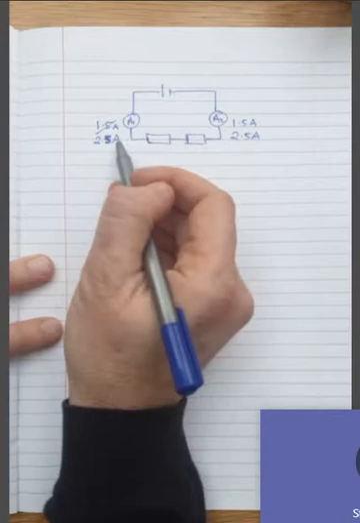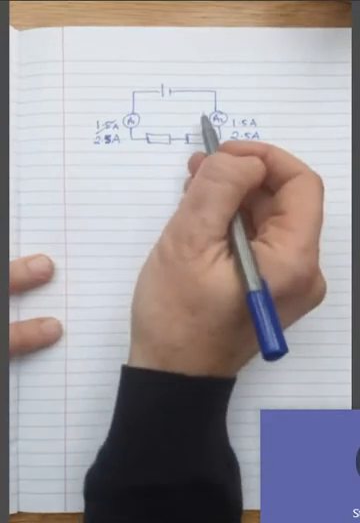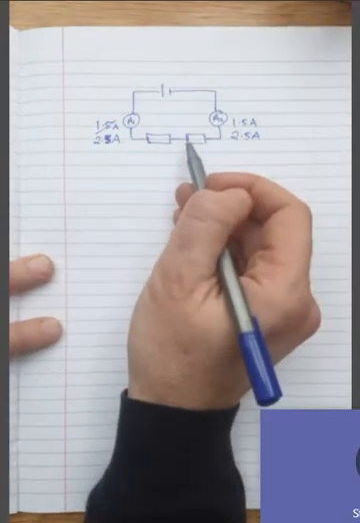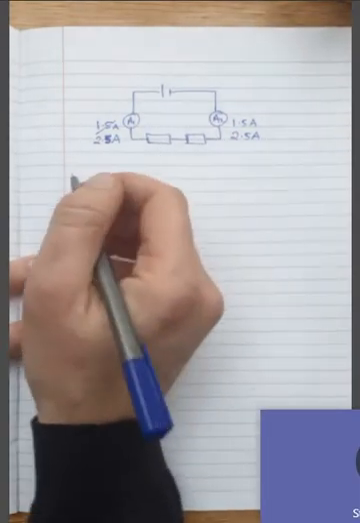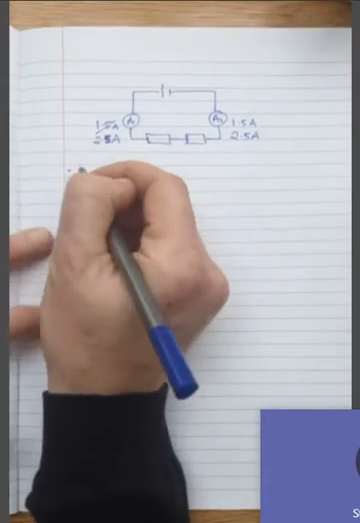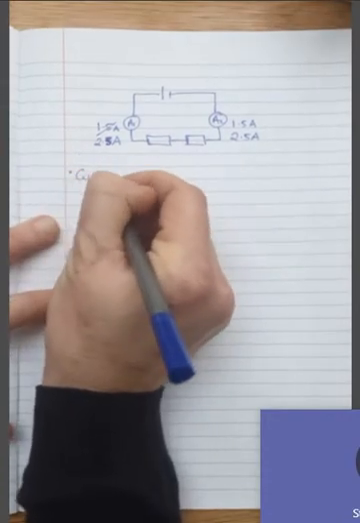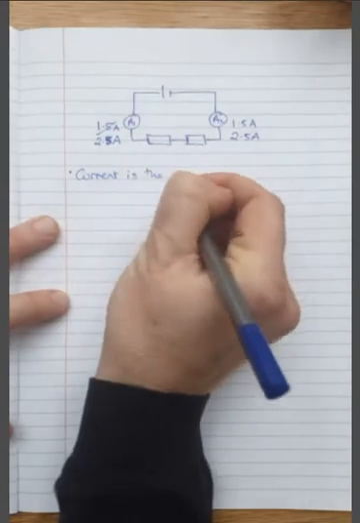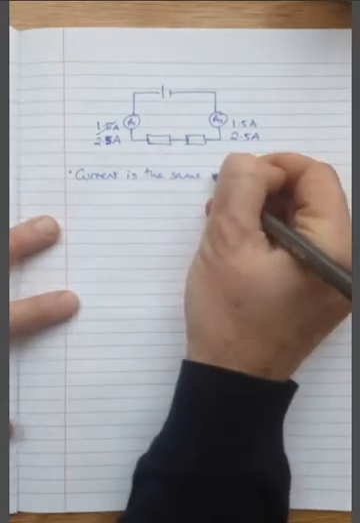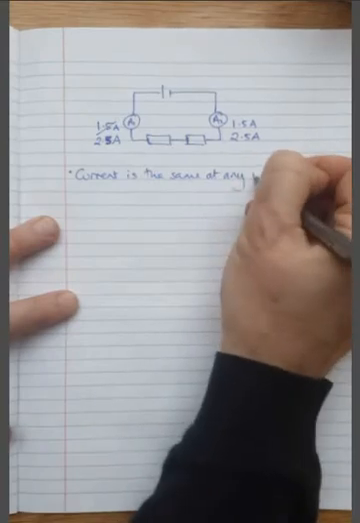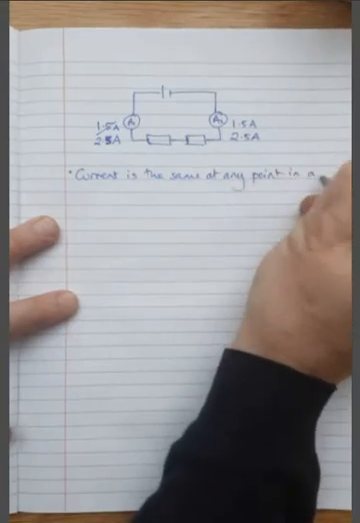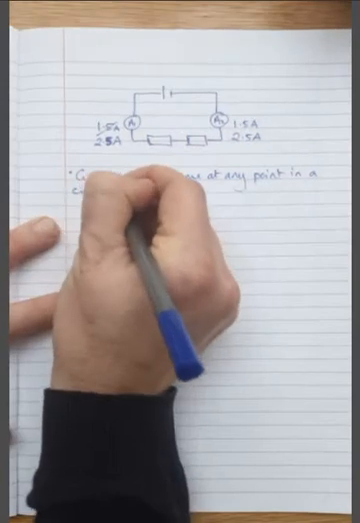because if we recall, the first rule of series circuits is the current is the same no matter where that ammeter is placed. So at different points around the circuit, the current remains the same. So our first point is that current is the same at any point in a circuit. Okay, so there's our first bit of information.